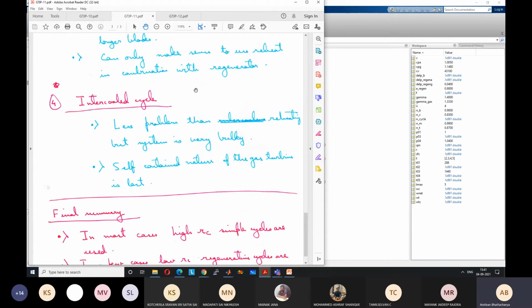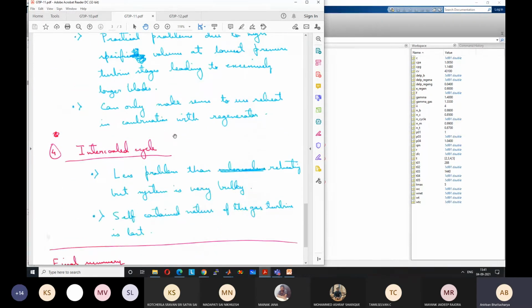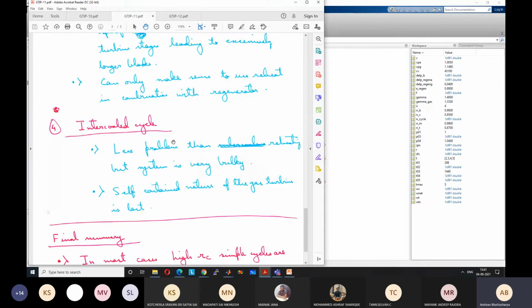Same story for the intercooled cycle. Although the problems are a little less, this type of practical problem is not there. But there is another practical problem for the intercooled cycle that we had already discussed. The self-contained nature of the gas turbine is lost. It means now you need a heat exchanger where you need to supply cooling water. So it is not a self-contained device anymore. You need some source of water constantly for cooling the intercooler, and the system becomes very bulky because you need a large heat exchanger for intercooling. So again, this is not used much.